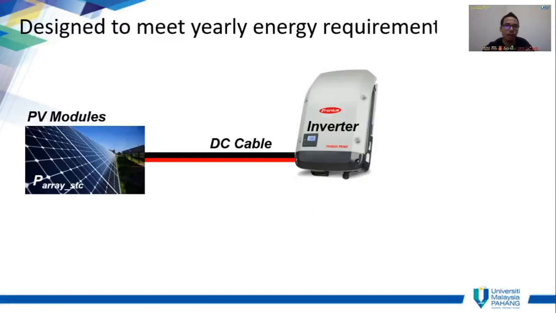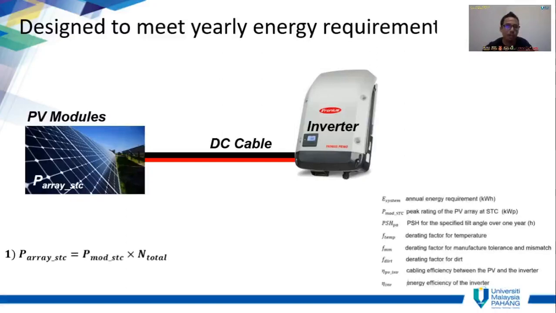All these modules, when connected in series or parallel, give one value, which we call P array STC, where P array STC is the multiplication of the total number of modules by the P mod STC of each module. For example, we have a single module of 100 watts, and 10 modules connected in series, so 10 multiplied by 100 watts gives 1000 watts.